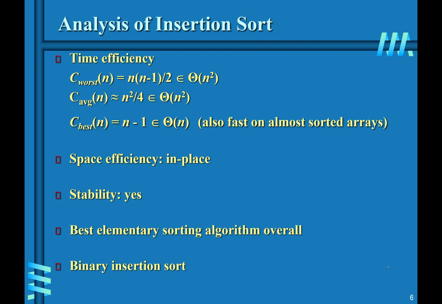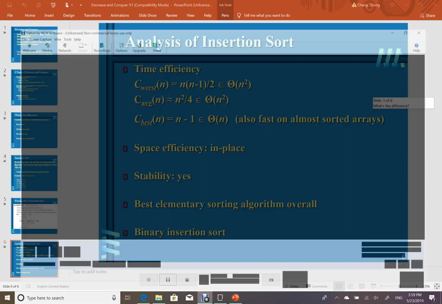I think we solved this one. And for the space efficiency, in this case, we use the same array, so it's no problem. And the stability, the answer is yes, right? If elements have the same value, the element in the lower place will still stay in the lower place in the sorted results. And it is the best elementary sort algorithm of all. Okay, I think that is all.